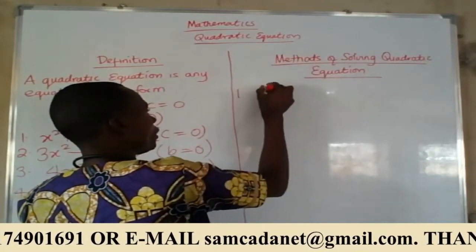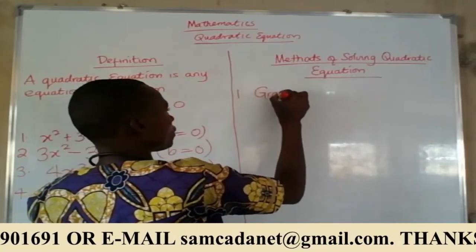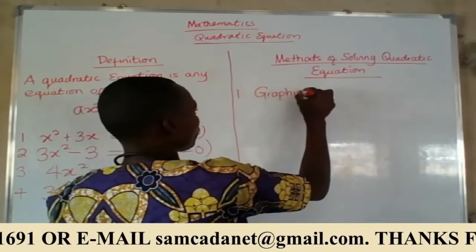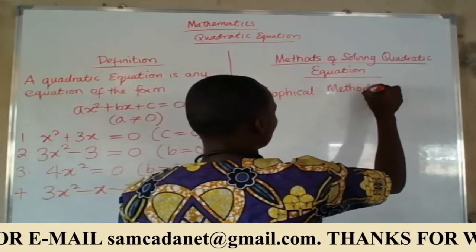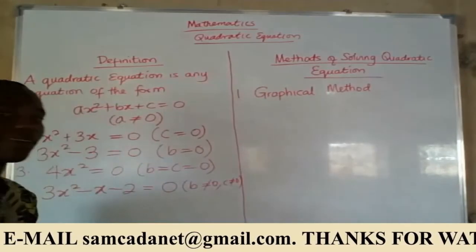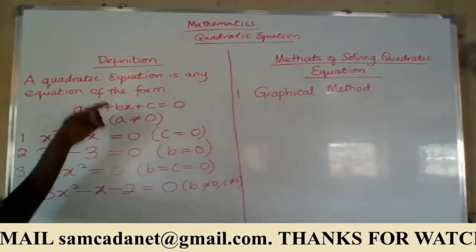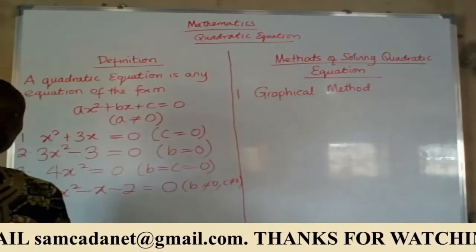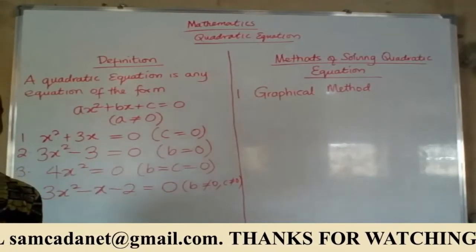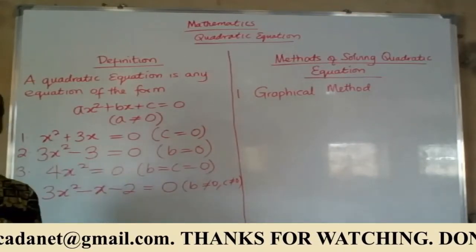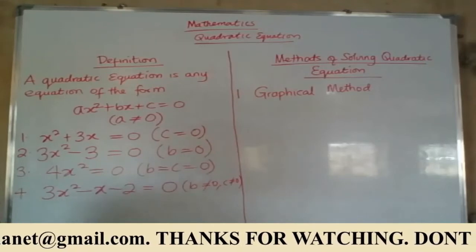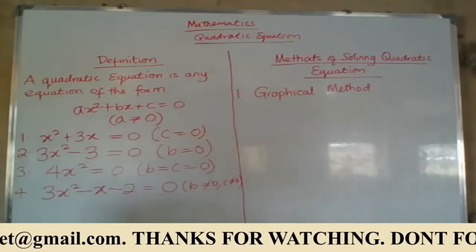The first method that will be considered here is the graphical method. In this method, a graph of the quadratic expression is plotted for different values of x. Different values of x are inputted and different values of y obtained, and then a graph will be plotted.